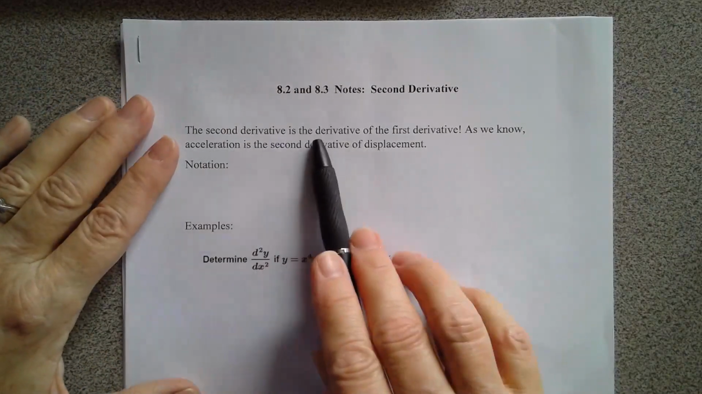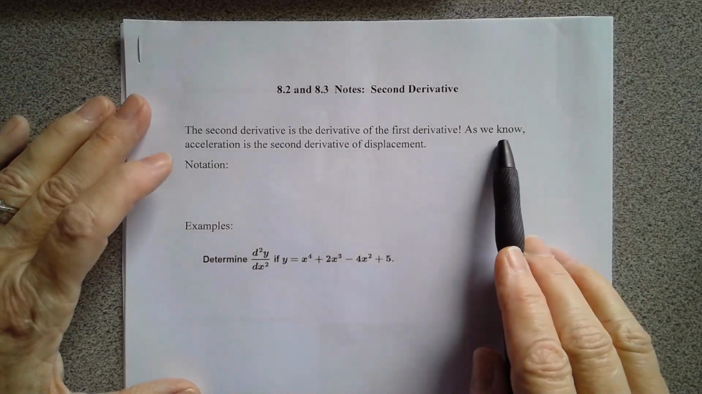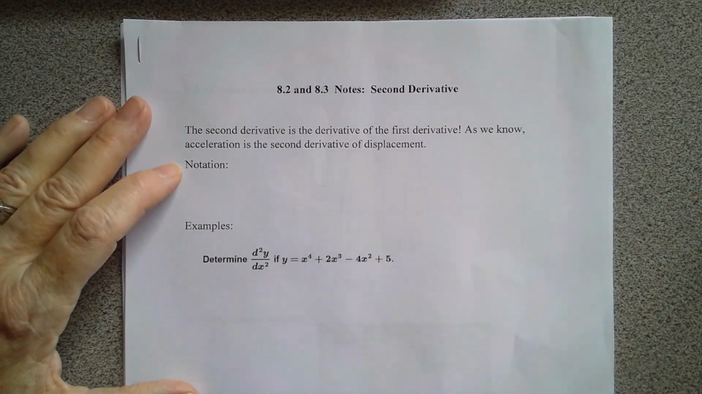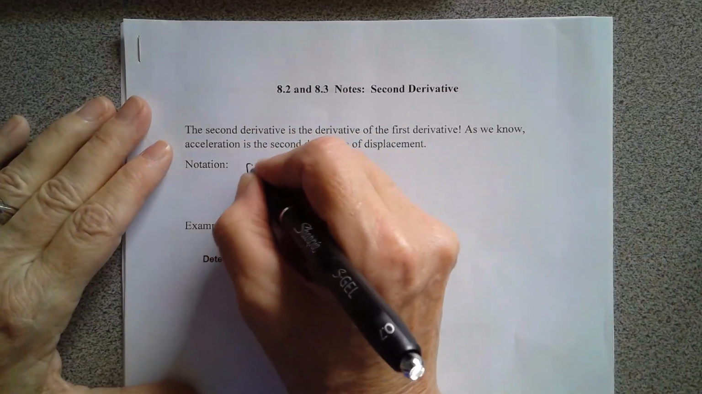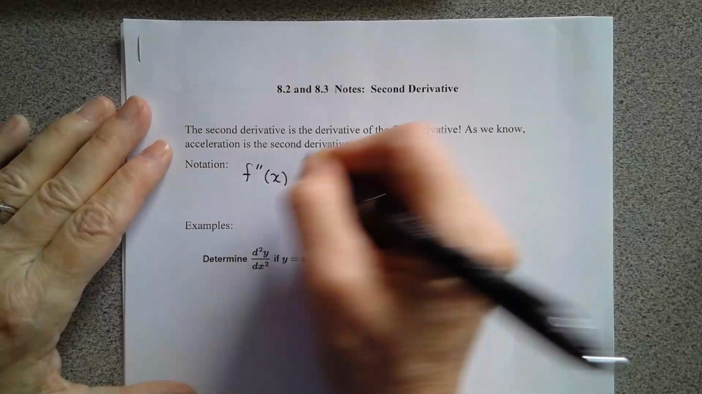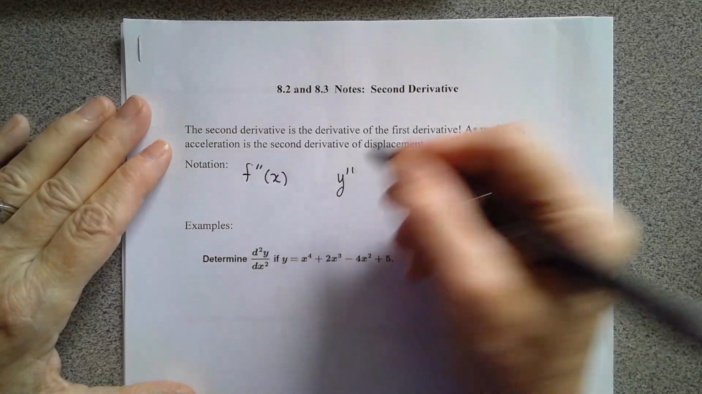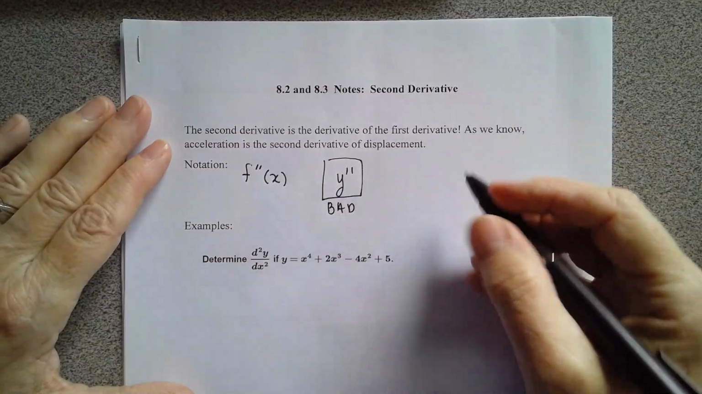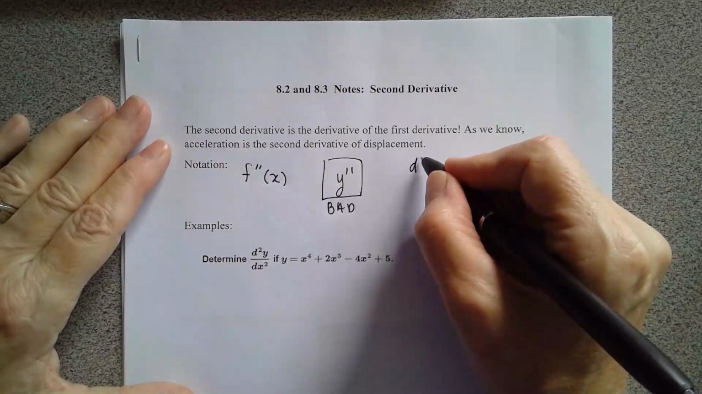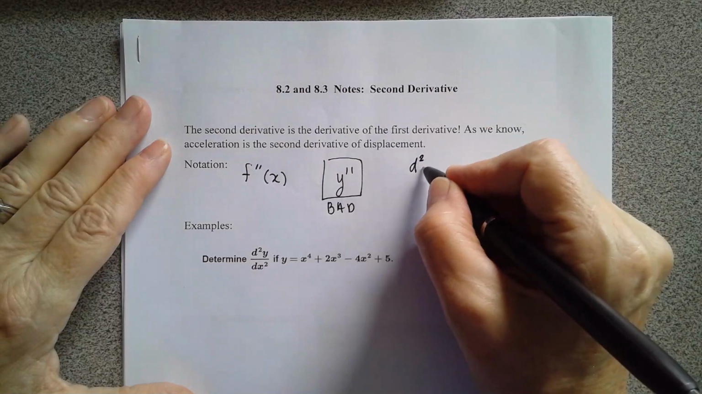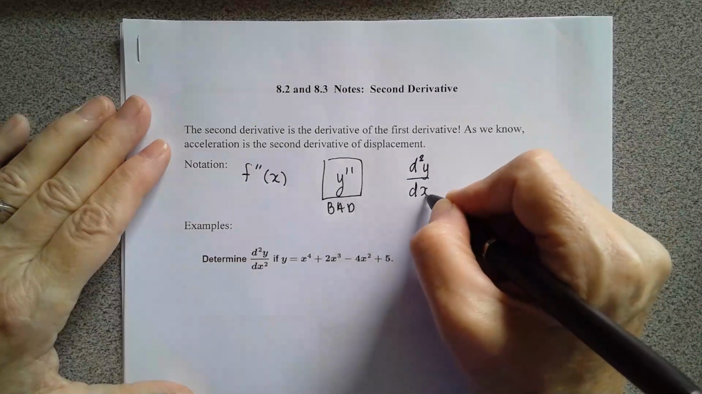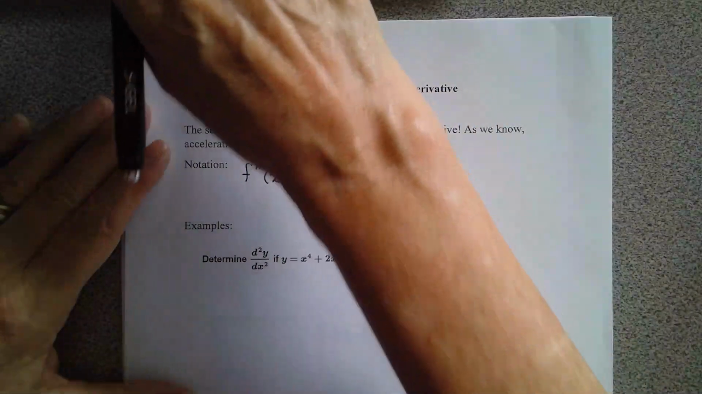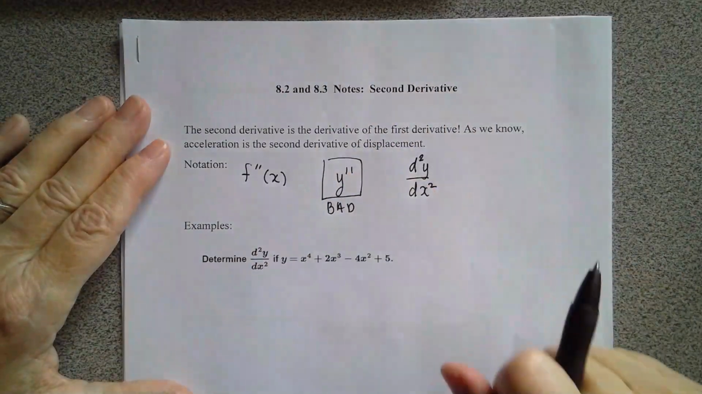So the second derivative is the derivative of the first derivative. As we know, acceleration is the second derivative of displacement. So the notation looks like this. Sometimes it looks like f double dash of x. Sometimes we do that, but it's not really a good notation. And the other one looks like this: instead of dy/dx, it's d squared y over dx squared. That's a confusing notation, I know, but you do see it a lot of times, so you should know it. So this one or this one is preferable.